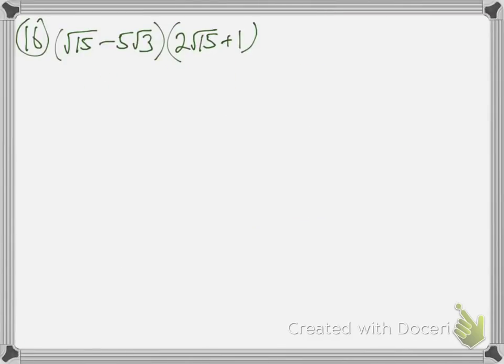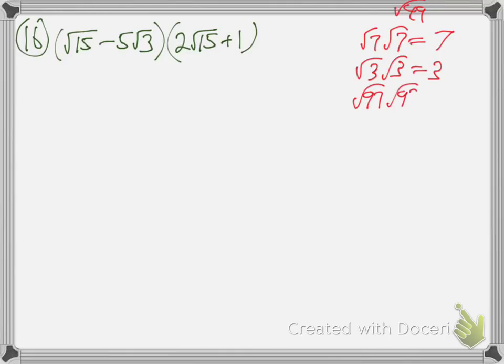Okay, number 16. We're supposed to multiply. So remember when we multiply roots, like if I have root 7 times root 7, that's going to be plain 7, isn't it? Because it's really root 49, which is plain 7. Or if I have root 3 times root 3, that's plain 3, because it's root of 9. If I have root 97 times root 97, it's plain 97, isn't it? So whenever you have 2 of the same roots, that produces one of those numbers outside the root.